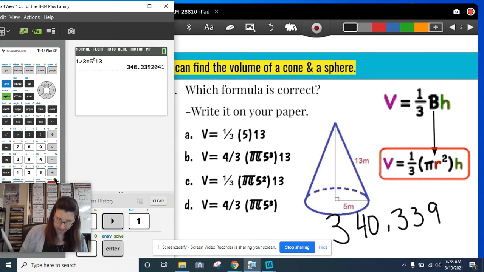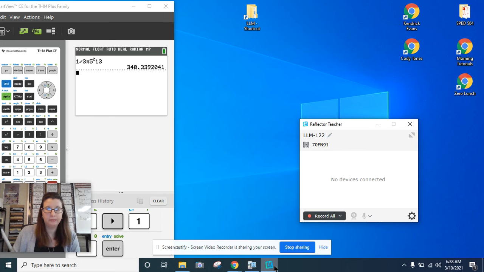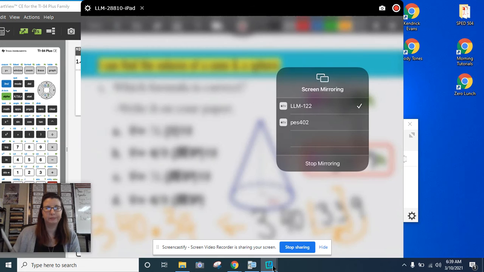340.339. Now, I need to round to the hundredths. So when I do that, it becomes 340.34. Okay, because most of the time our formula chart questions are going to require us to round to the hundredth. That's why you're looking to see what's the hundredth.